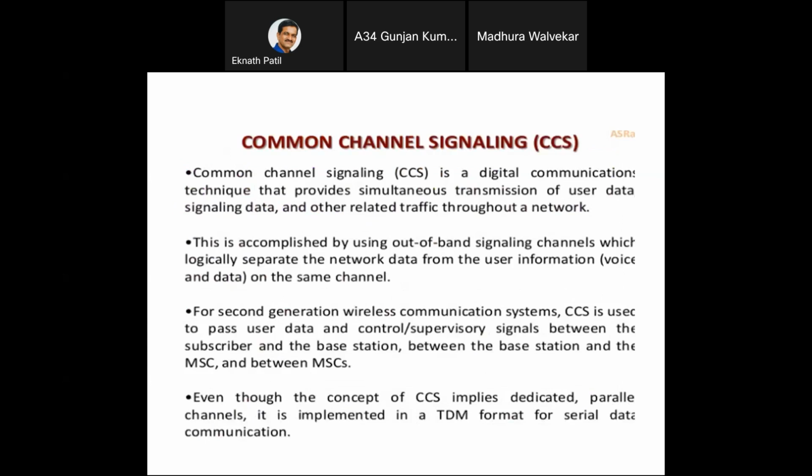Another thing we are going to discuss is common channel signaling. Common channel signaling is a digital communication technique that provides the simultaneous transmission of user data, signaling and other related traffic throughout the network. It is accomplished by using out-of-band signaling channels, which logically separate the network data from user information, voice and data on the same channel. It is also a type of network used for internet purposes.